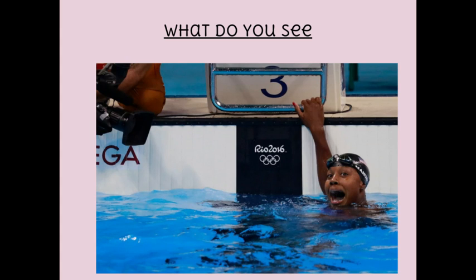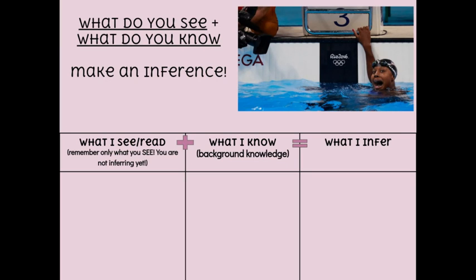What do you see? List all the things you see in this picture, just what you observe with your eyes. Don't make any inferences yet. So now we're going to use what we see plus what we know to make an inference. On the last slide, you were asked to list all the observations.